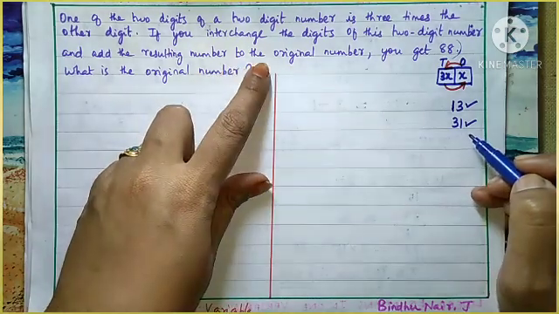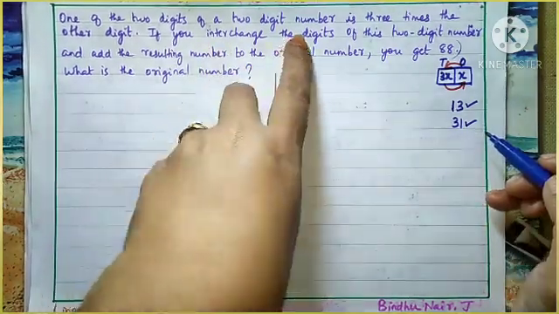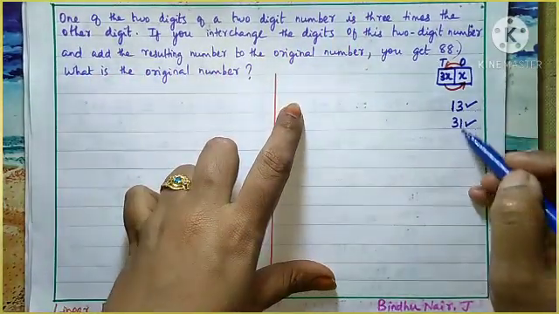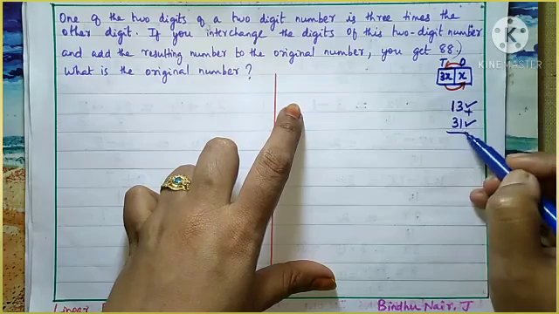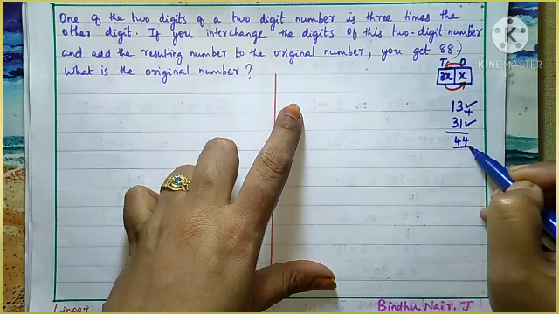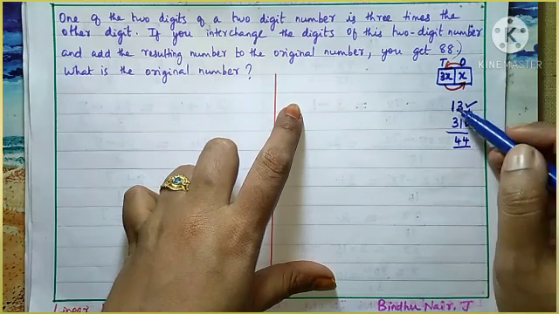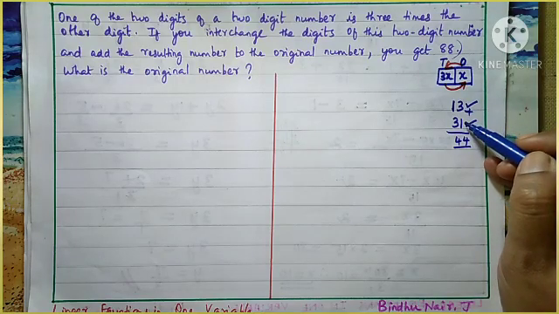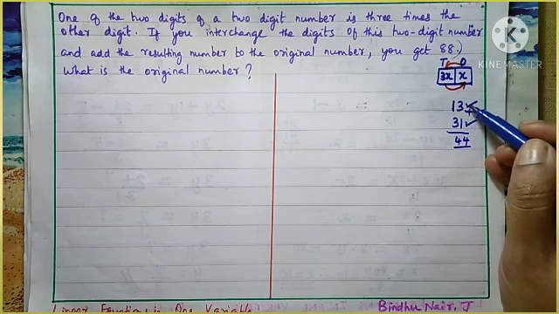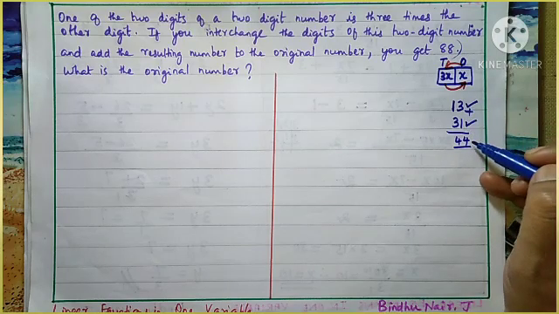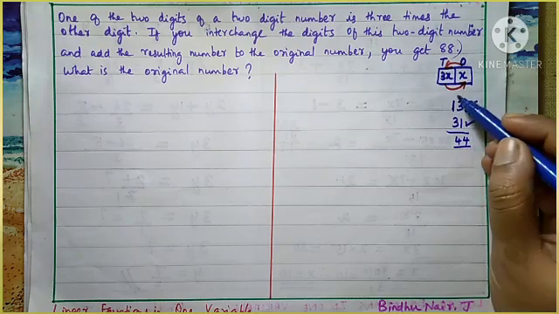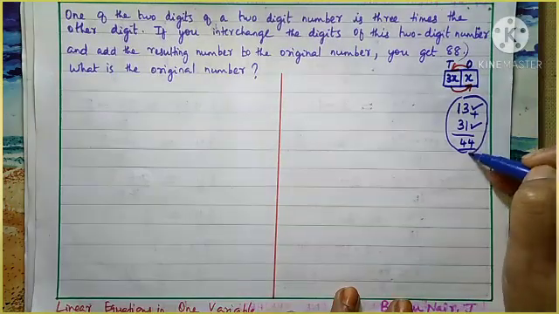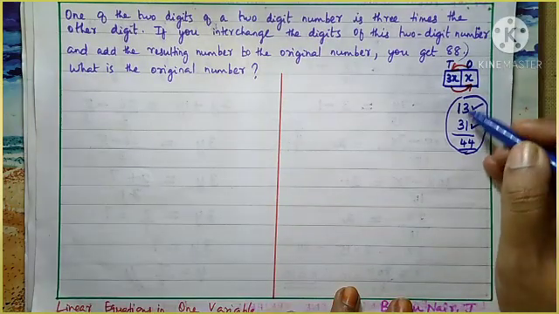Now according to our question, after interchanging, we add the original number and the resulting number. If we add them, what do we get? 3 plus 1, 4. 1 plus 3, 4. So 13 was the original number, and when the digits are interchanged, it became 31. And when we added the original number and the resulting number, we got 44. I just told this for understanding the question. No need to write this in your answer. This was just an example.